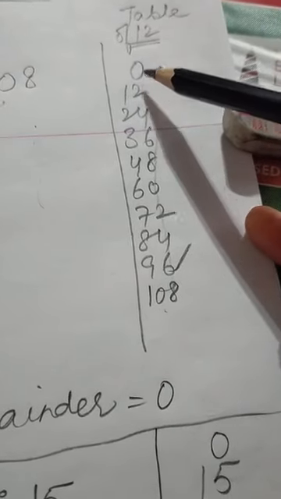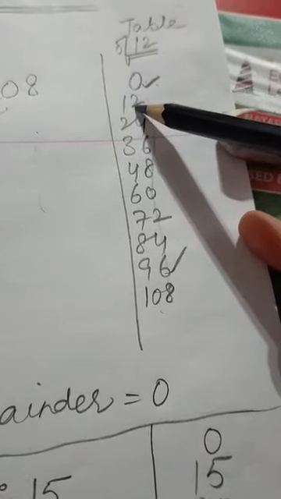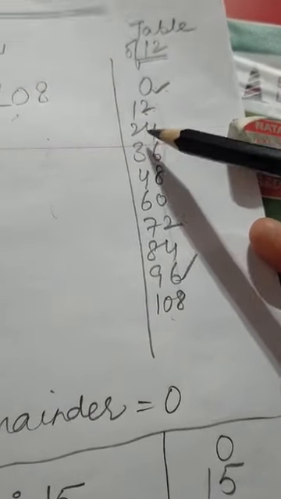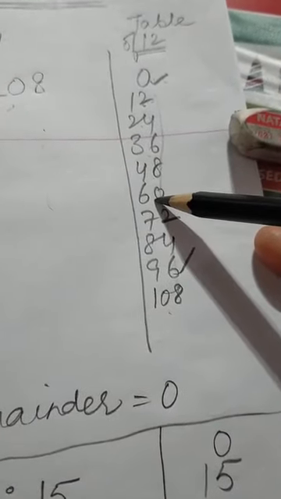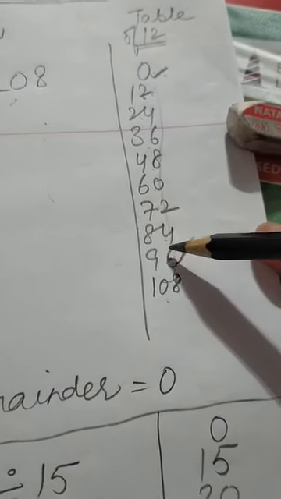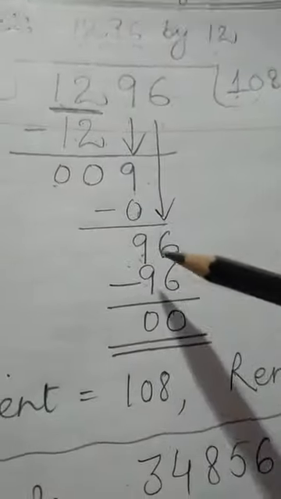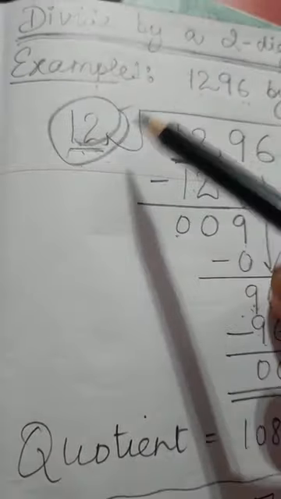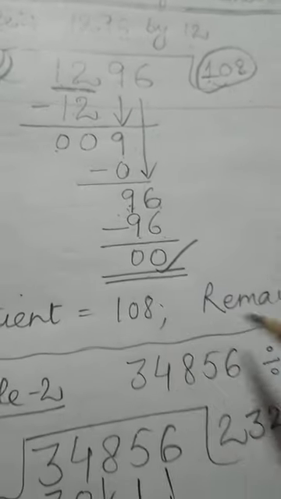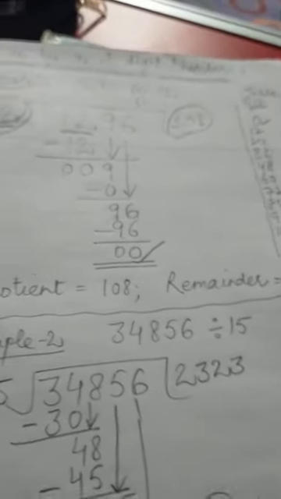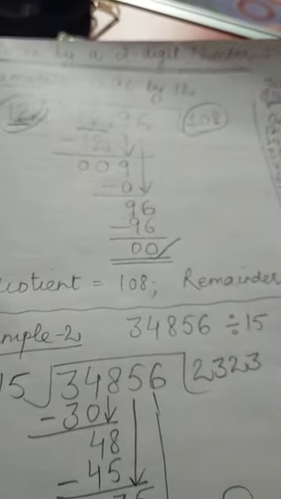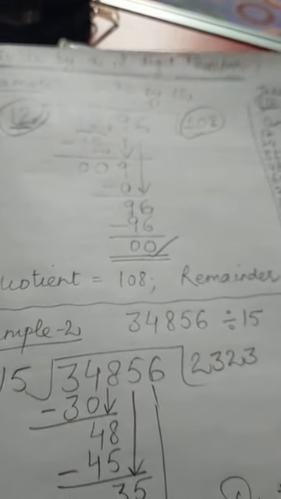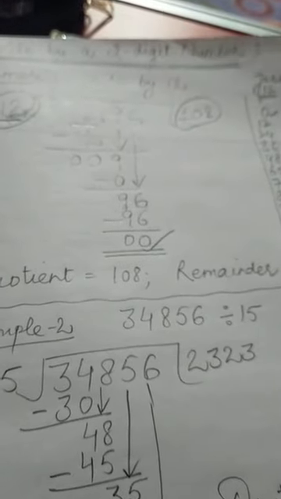12 times 0 is 0, 12 times 1 is 12, 12 times 2 is 24, 12 times 3 is 36, 12 times 4 is 48, 12 times 5 is 60, 12 times 6 is 72, 12 times 7 is 84 and 12 times 8 is 96. So here you will write 12 times 8 is 96. 96 minus 96 is 0. So you got quotient 108 and remainder 0. This sum you can also verify with the formula: dividend is equal to divisor multiplied by quotient plus remainder.